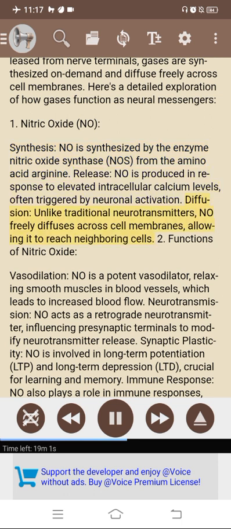Diffusion. Unlike traditional neurotransmitters, NO freely diffuses across cell membranes, allowing it to reach neighboring cells. 2. Functions of nitric oxide. Vasodilation. NO is a potent vasodilator, relaxing smooth muscles in blood vessels, which leads to increased blood flow.